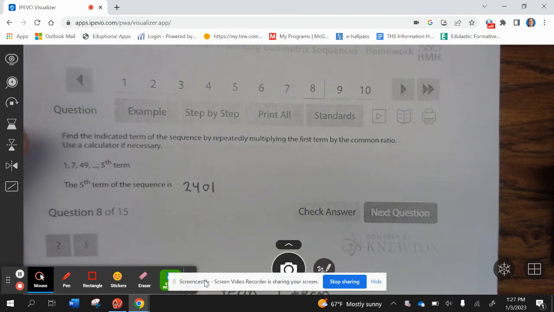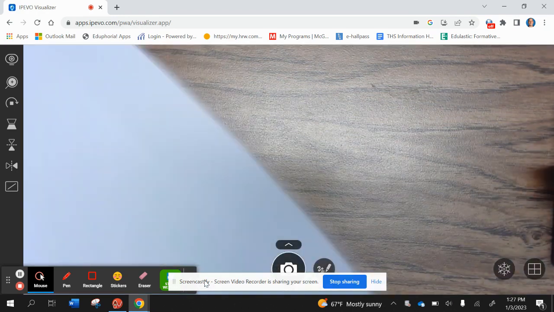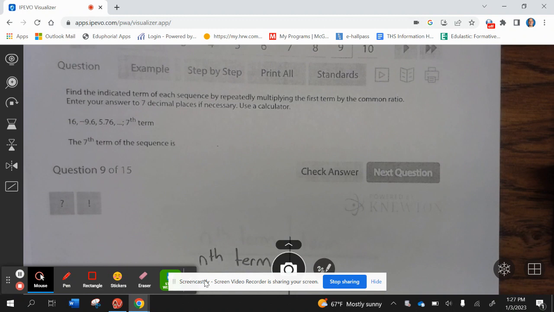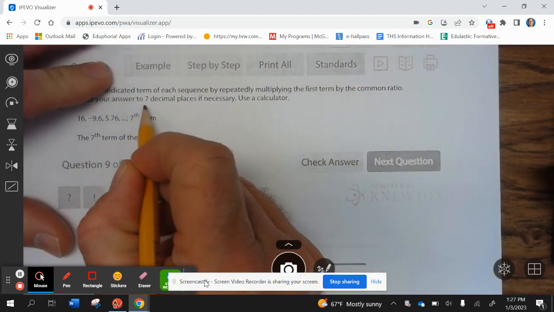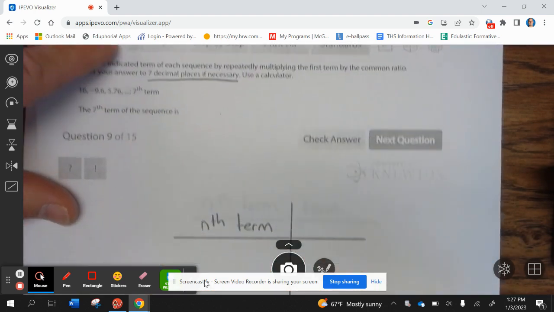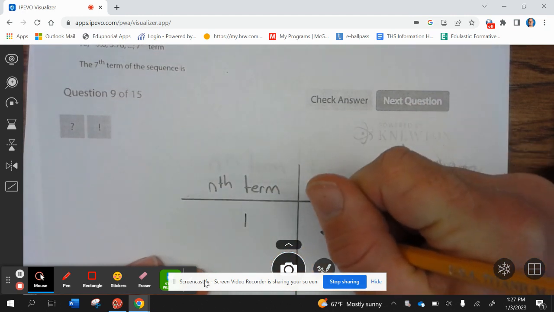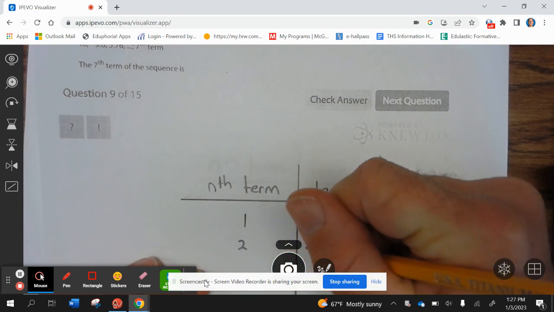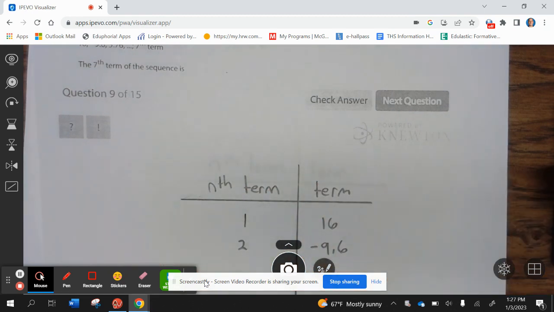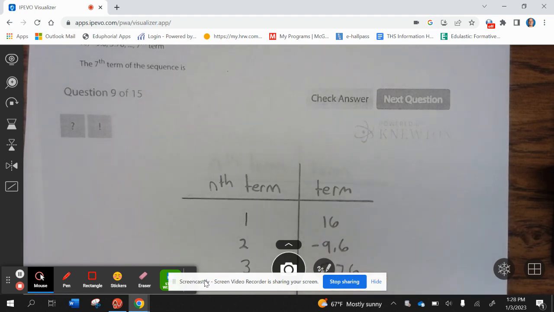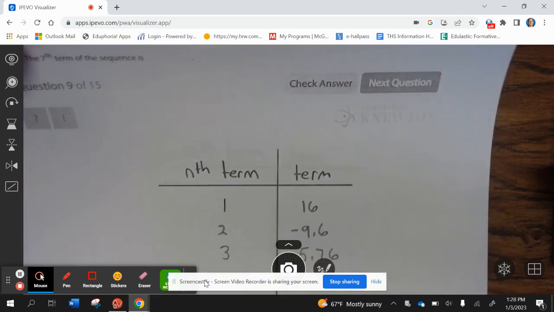All right, let's take a look at the next one. Find the indicated term of each sequence by repeatedly multiplying the first term by the common ratio. Enter your answer to the 7th decimal place if necessary. So first term is 16. Second term is negative 9.6. Third term is 5.76. So we need to go to the 7th term.